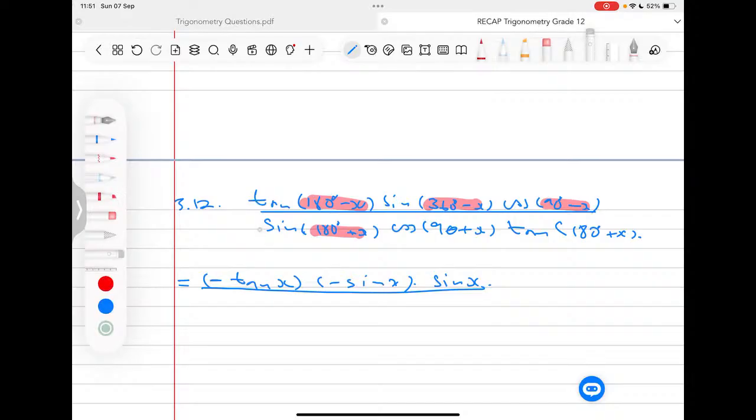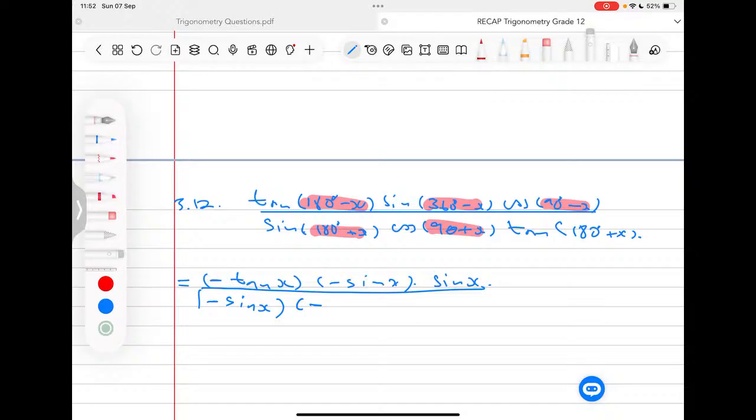But in the third quadrant, only tangent is positive. So this will be a negative of sine x. I'm going to put brackets there. And when you look at this angle here, it's actually the second quadrant, because saying 90 plus, you should fall in the second quadrant. And we are dealing with a cos really here, right? And only sine is positive in that quadrant. So that means this would be negative, right?